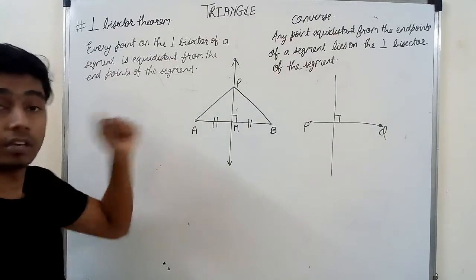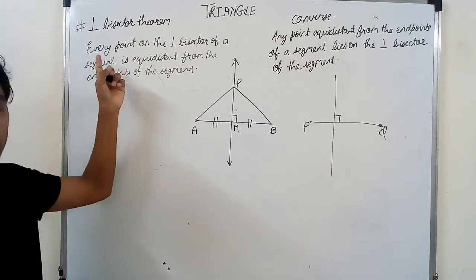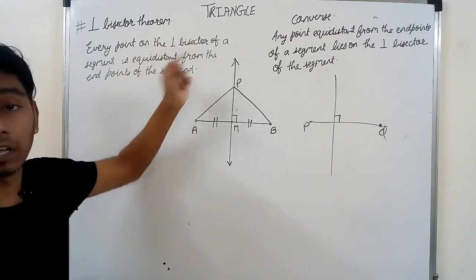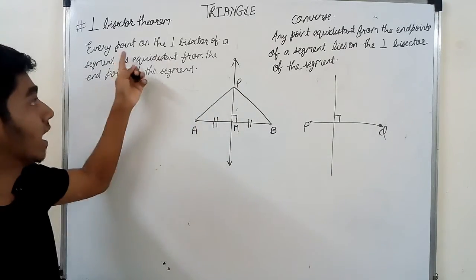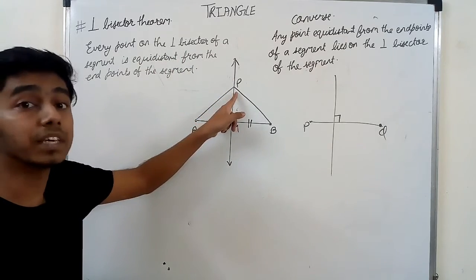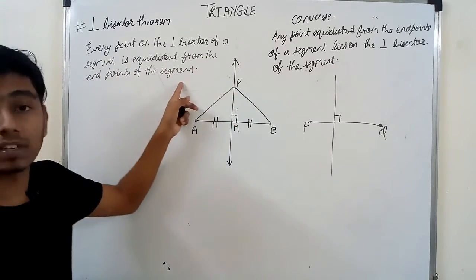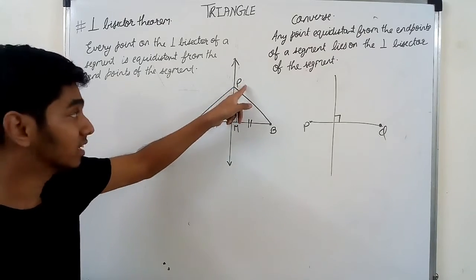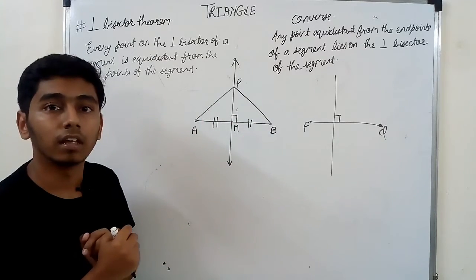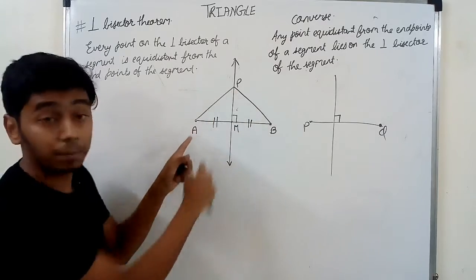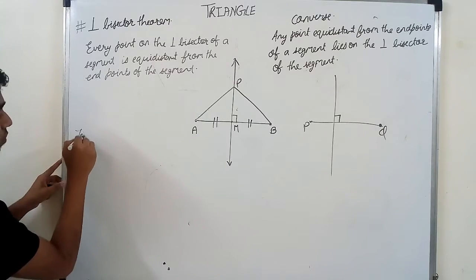I hope you have understood what a perpendicular bisector means. So every point on the perpendicular bisector, this is the perpendicular bisector we have drawn on segment AB, and every point on it, let's say any point P, is equidistant from the endpoints of the segment. We have to prove that this point on the perpendicular bisector is at equal distance from the endpoints of the segment. That means we have to prove that PA is equal to PB. What are we supposed to prove?